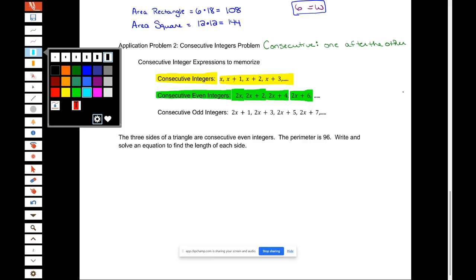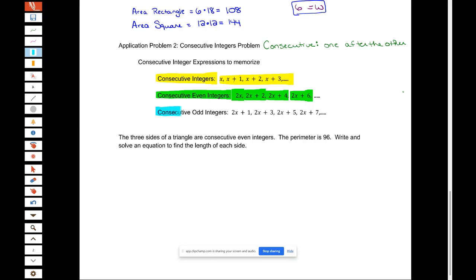And then the last one, consecutive odd integers. Every odd number is 1 more than an even number. So since I use 2x to represent my first even number, I say 2x plus 1. If you're at an odd integer, like let's say 5, and you go to the next odd integer, you have to add 2 to that to get there. That's why if we take 2x plus 1 and add 2, we get our next odd integer, which is 2x plus 3.